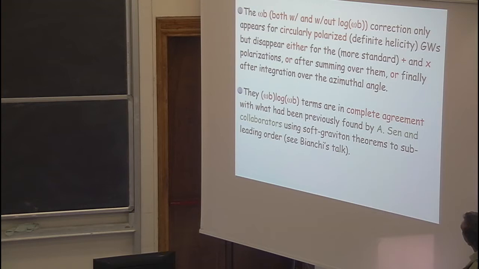Now, at order omega b, with and without log of omega enhancements, the corrections appear for circularly polarized gravitational waves, but these appear either from the more standard plus and cross polarization, the linear polarization, or after summing over them, or after integration over the azimuthal angle. So, in fact, in particular, in the calculation with Massimo that he described, we didn't find any effect of order omega, but we immediately summed over the polarization, so this is very consistent. In any case, if we don't integrate and we look at circular polarization and so on, we seem to be in complete agreement with Ashoke and collaborators.